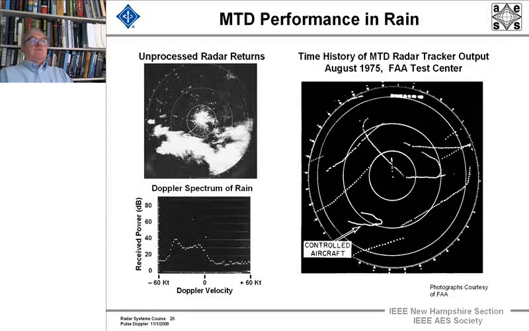And here's the proof. The proof is in the pudding, really. In August of 1975, this is the result of about 40 scans of data of radar-only tracking through the FAA's standard tracking system.